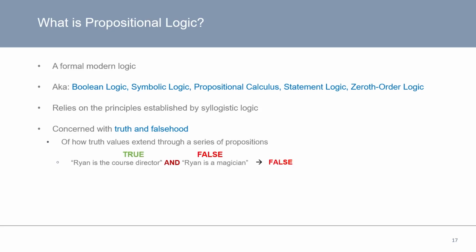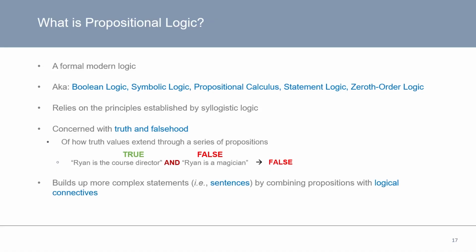and each have their own truth values, where in this case, the first is true and the second is false. When put together, this statement as a whole is false, because I am not both the course director and a magician. Propositional logic allows us to build up more complex statements, also called sentences, by combining propositions with logical connectives. This is the foundation of the syntax of propositional logic.